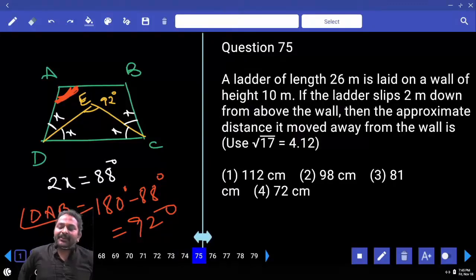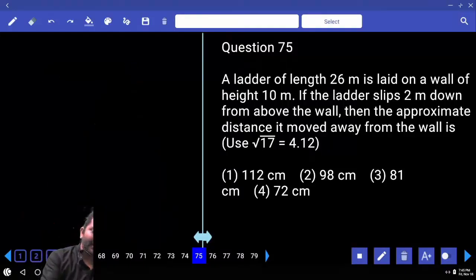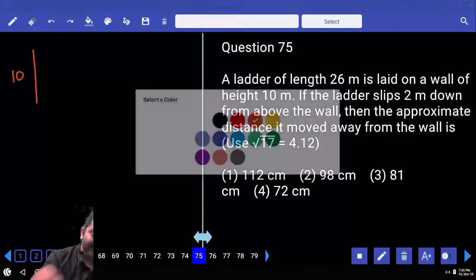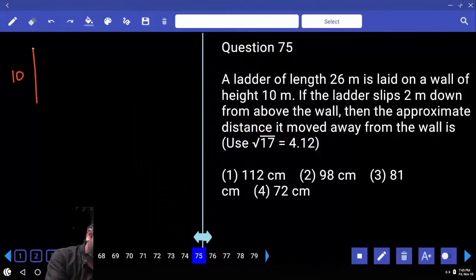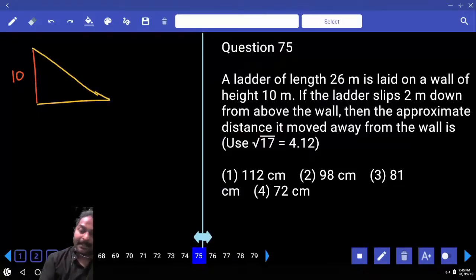A ladder of length 26 meters is laid on a wall of height 10 meters. If the ladder slips 2 meters down from the top of the wall, right? Look at this. This is the wall of height 10. A ladder of length 26 meters. Now the ladder from the top is laid here. Ladder length?